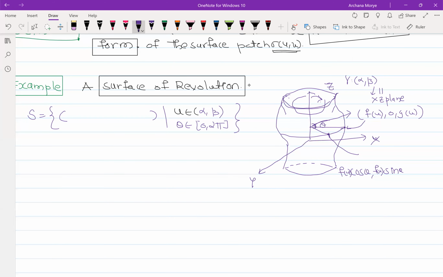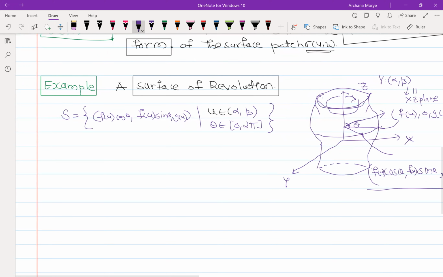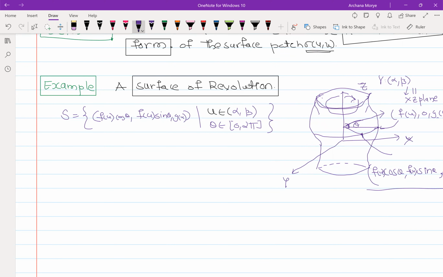And what about the z coordinate? Right now this is the z coordinate and your height remains at the same place, so you will get g of u only, right? Is this okay? So you will get f of u cos theta, then f of u sin theta, and then g of u. So this is my surface, but certainly this is not a surface patch because I'm taking this closed interval.